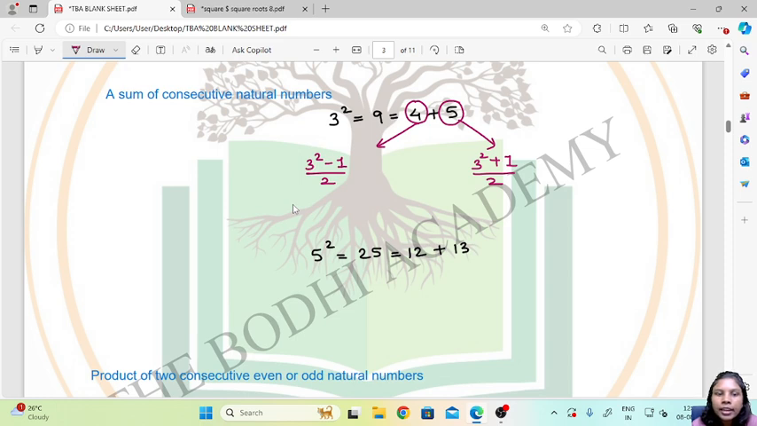In this case I'll get 3 square, which is 9, minus 1 upon 2, and here I'll get 8 upon 2, that is 4. Similarly, now if I add 1 to it, I'll get 9 plus 1 upon 2, so that is 10 upon 2, which is 5. So in this way I can get the two consecutive natural numbers that I can add and get the perfect square number. Now let's look at an example.